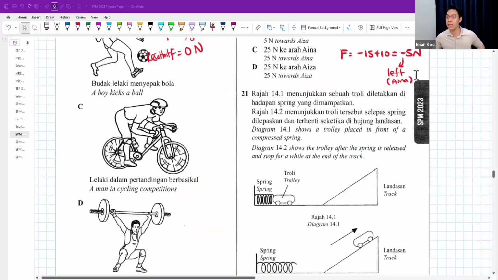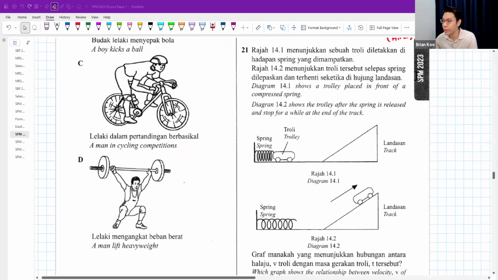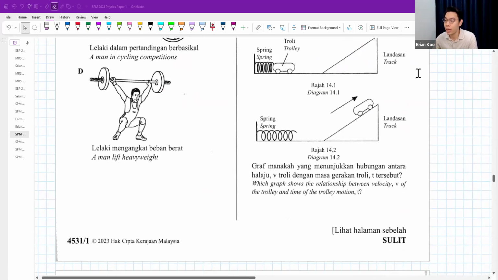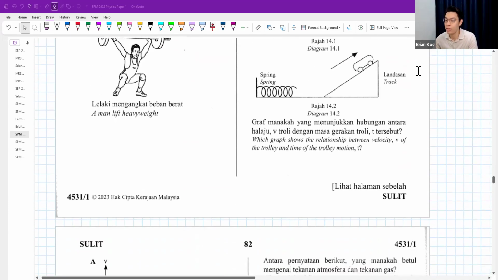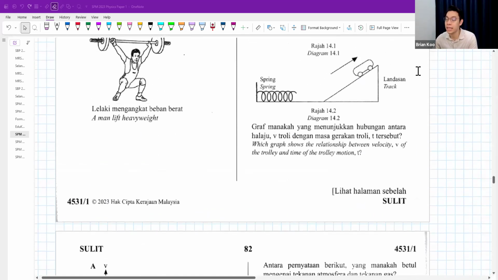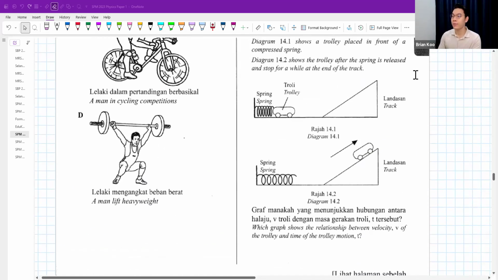Okay, question 21. The diagram shows a trolley placed in front of a compressed spring. Diagram 2 shows the trolley after the spring is released and it stops a while at the end of the track. Which graph shows the relationship between velocity of trolley and the time of the trolley motion? So it's just a velocity-time graph. Now we carefully look at what is going on. At first, the trolley is not moving.